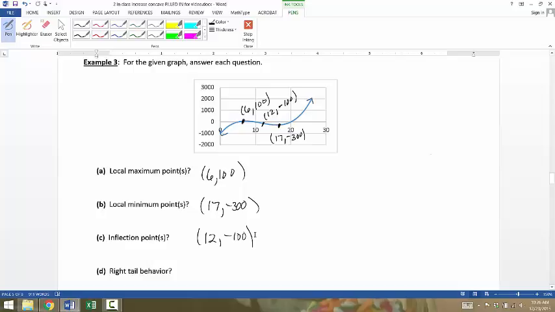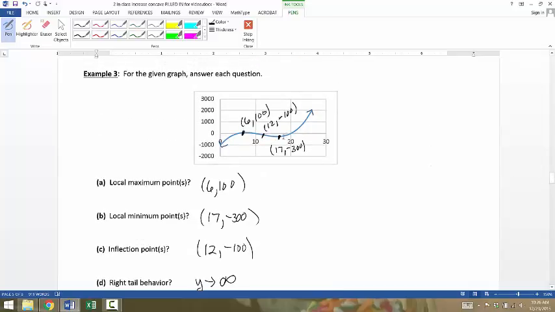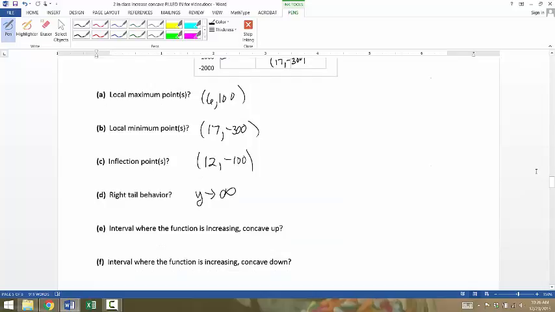All right, right tail behavior. Over here on the right side, it looks like the function is diverging up to infinity. The y is approaching infinity, diverging. Interval where the function is increasing concave up. It's going up and it's concave up over here on this right tail from x equals 17 to infinity. So the interval where it's increasing concave up is from 17 up to infinity.